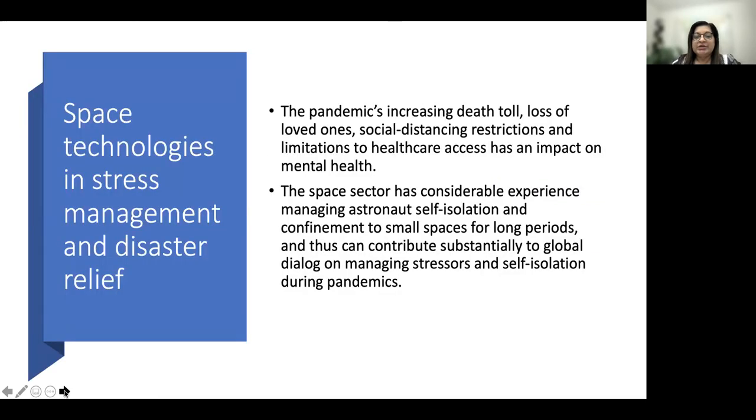The pandemic's increasing death toll, loss of loved ones, social distancing restrictions, and limitations to healthcare have had a serious impact on mental health in every country. The space sector has considerable experience managing astronaut self-isolation and confinement to small spaces for long periods. These can contribute substantially to global dialogue on managing stresses, self-isolation during a pandemic, and the use of technologies.